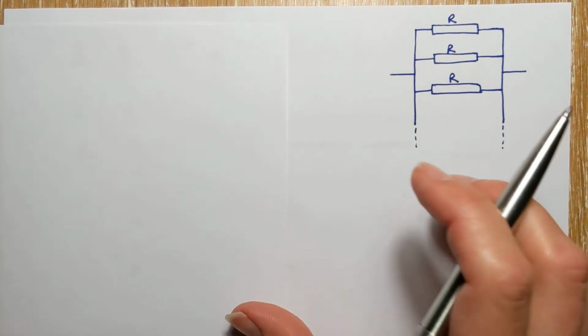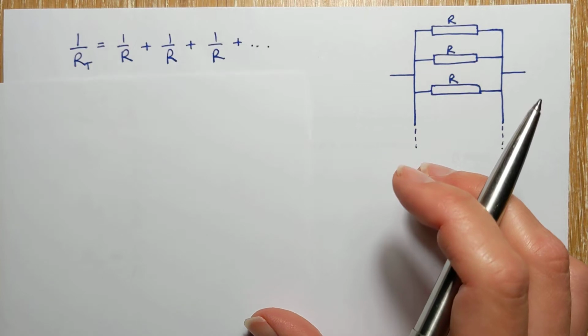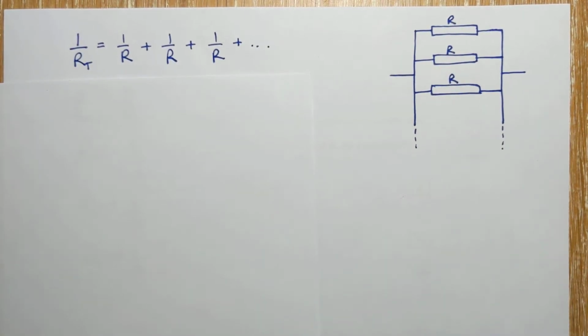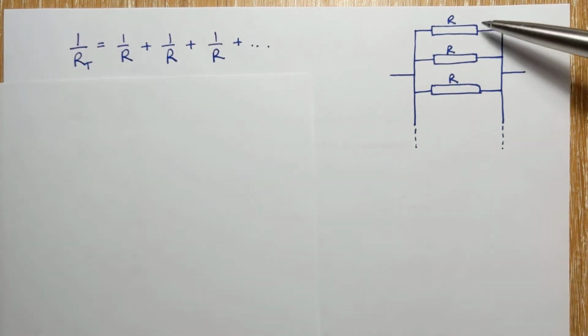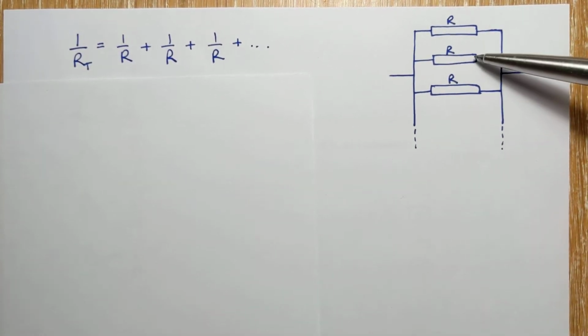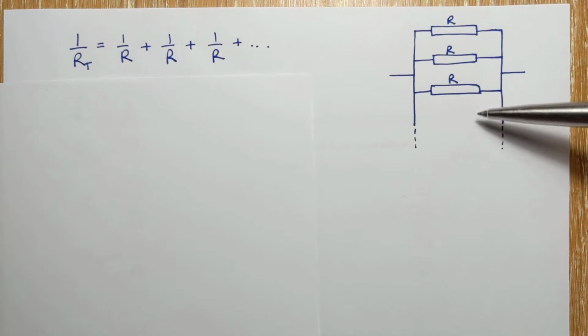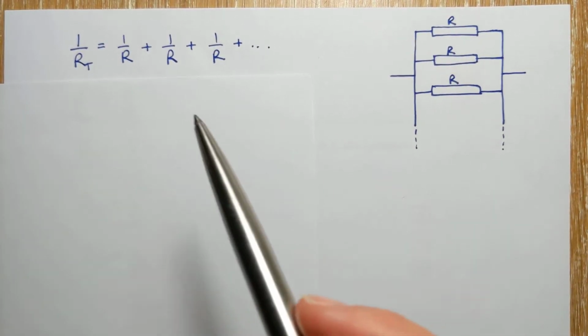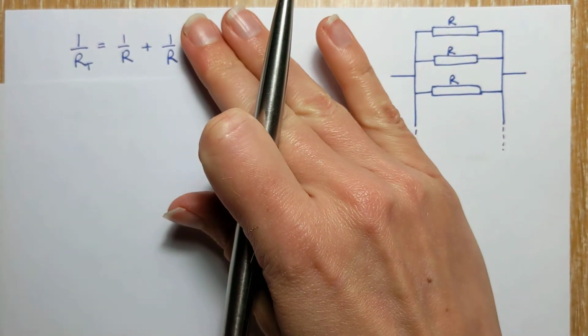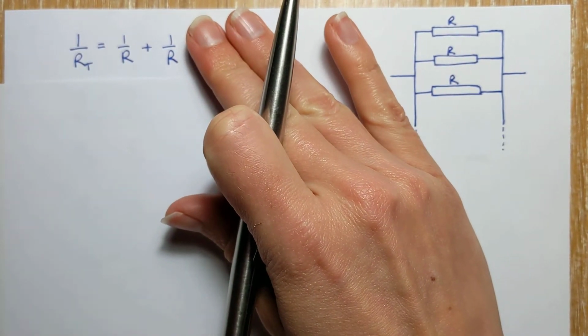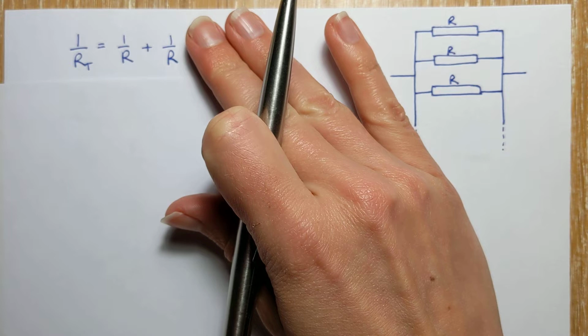So the resistors in parallel formula is, of course, that one. So 1 over the total resistance of the combination is 1 over the resistance of the first one plus 1 over the resistance of the second one plus 1 over the resistance of the third one, etc., etc., until you've done all of them.